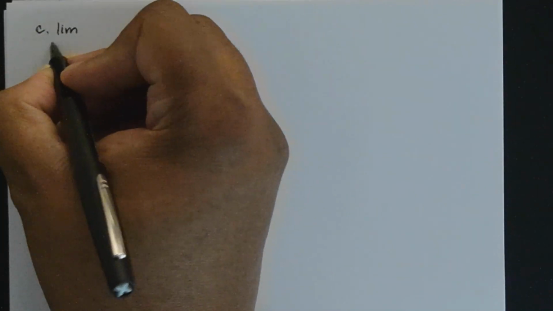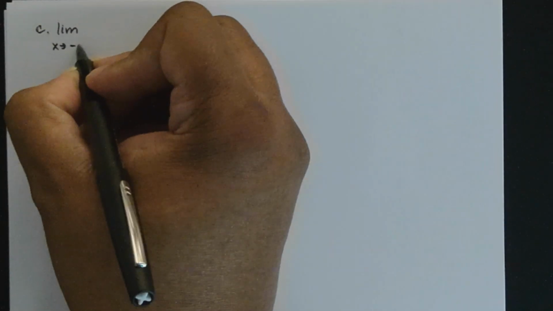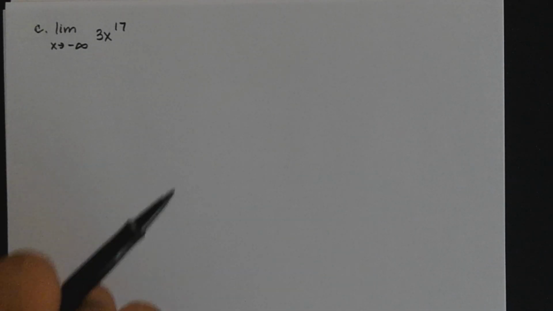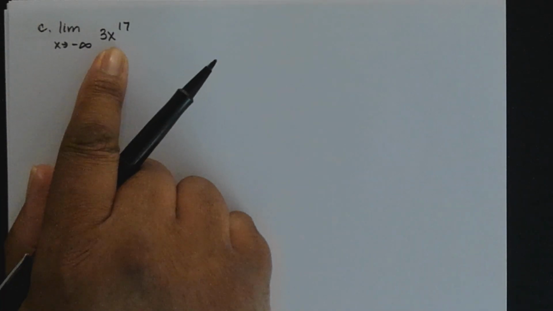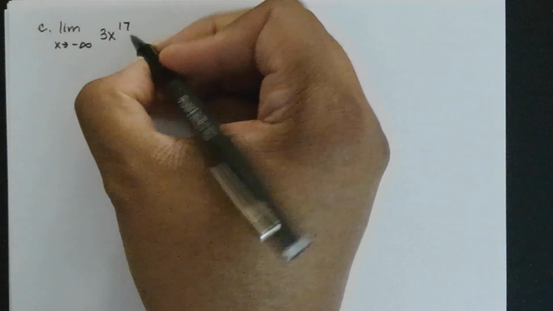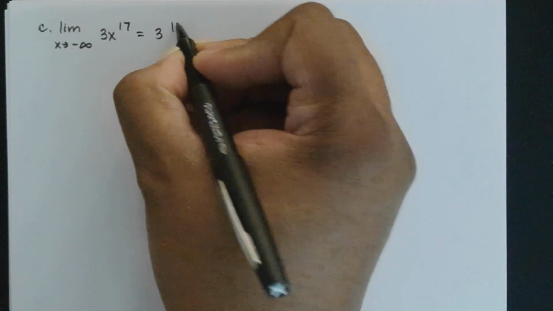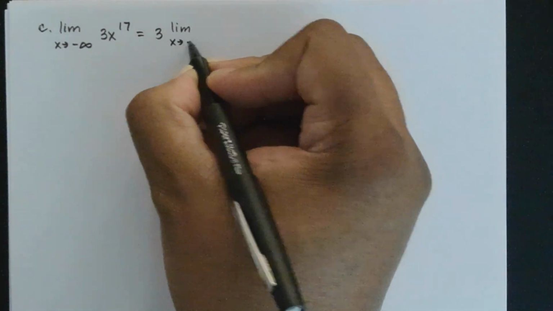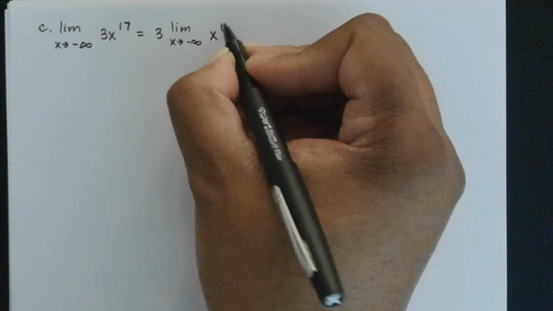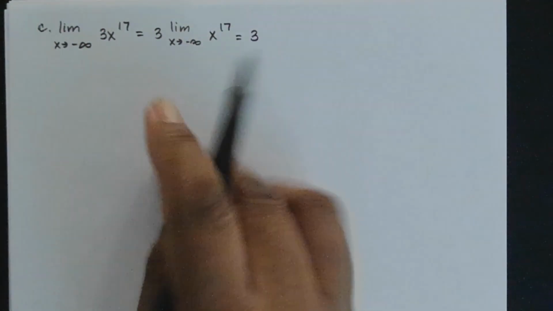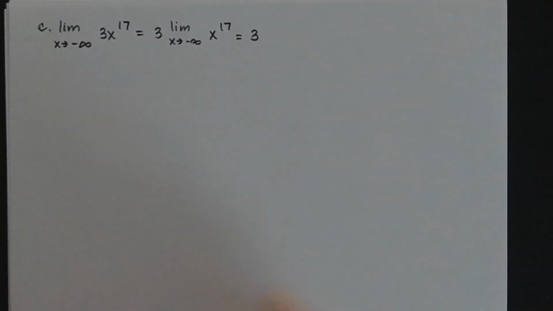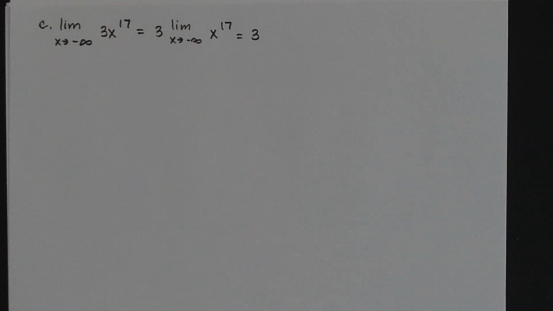Here we've got the limit as x approaches negative infinity of 3x raised to the 17th power. Okay, I'm going to use one of those limit laws where if you have the limit of a constant multiplied by some variable, I can pull the constant out in front, so it'll be 3 times the limit as x approaches negative infinity of x to the 17th power. And I'm going to concentrate on this right here. That x is to an odd power, and we're letting x approach negative infinity.